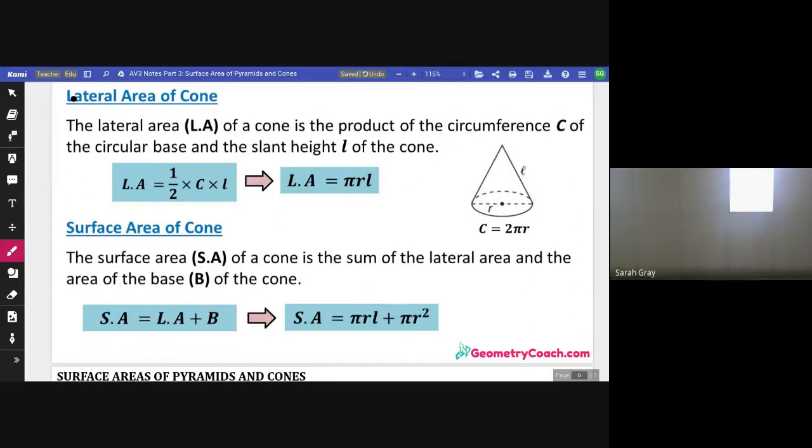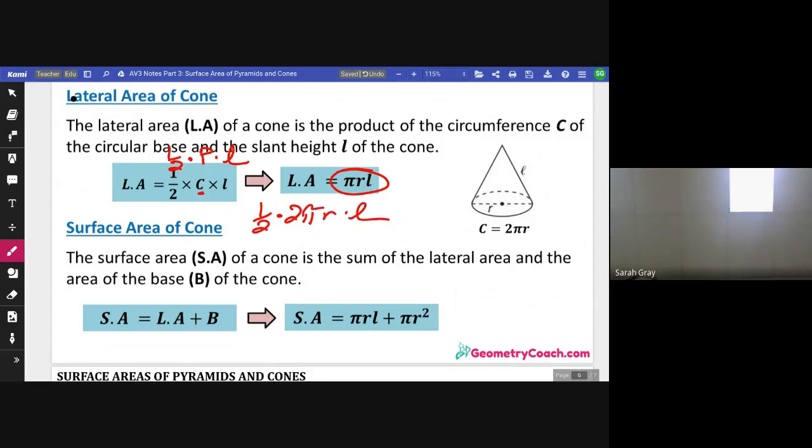Now, for this one, the formula is super easy and might actually be beneficial to memorize. But it is similar to what the pyramid one was. In the pyramid one, we did 1/2 times perimeter times slant height. Well, here we have 1/2 times circumference, which is the same as perimeter, times slant height. It's the same formula. So if you can remember just the one and apply it to both, super beneficial there. It simplifies to pi r L because circumference is 2 pi r.